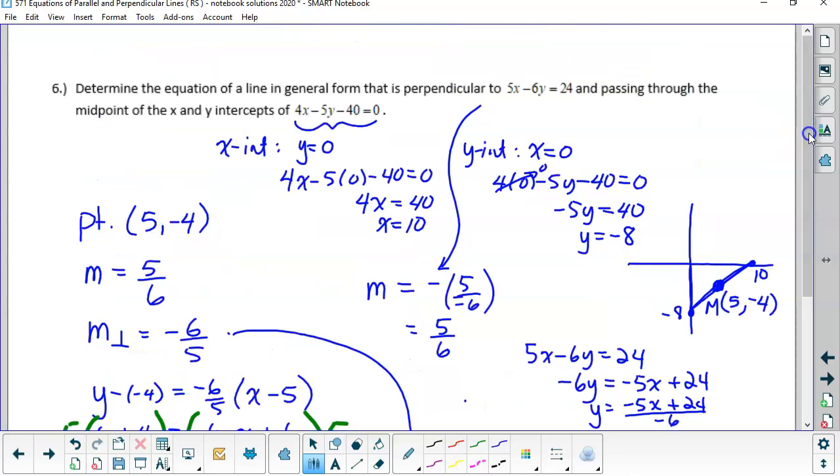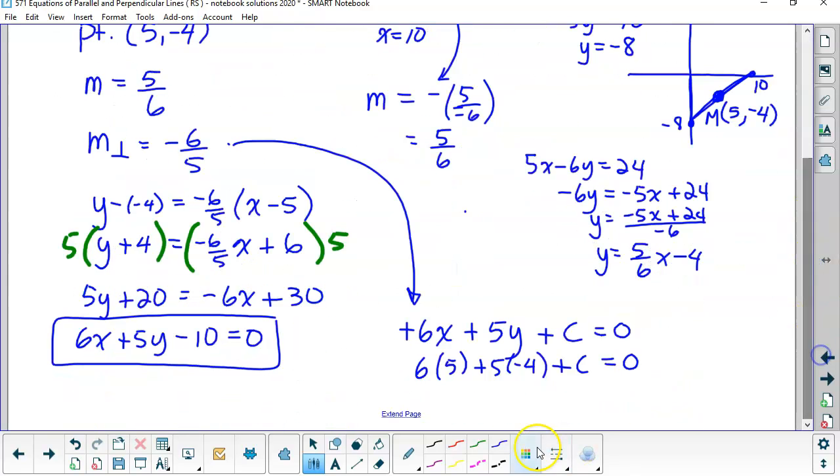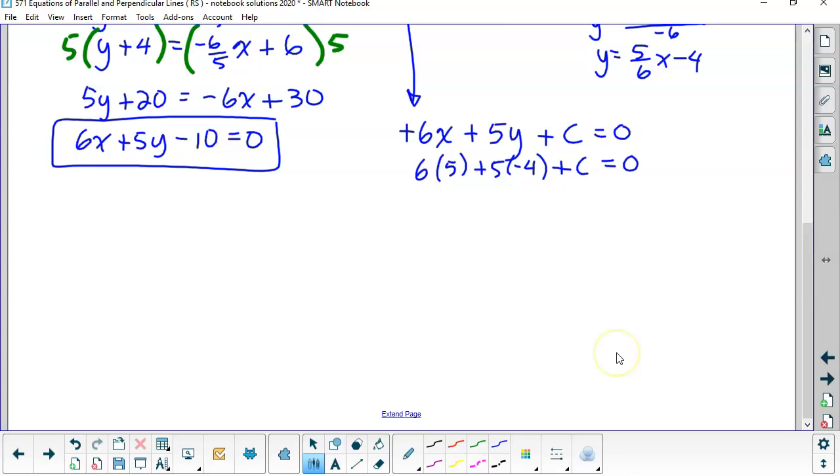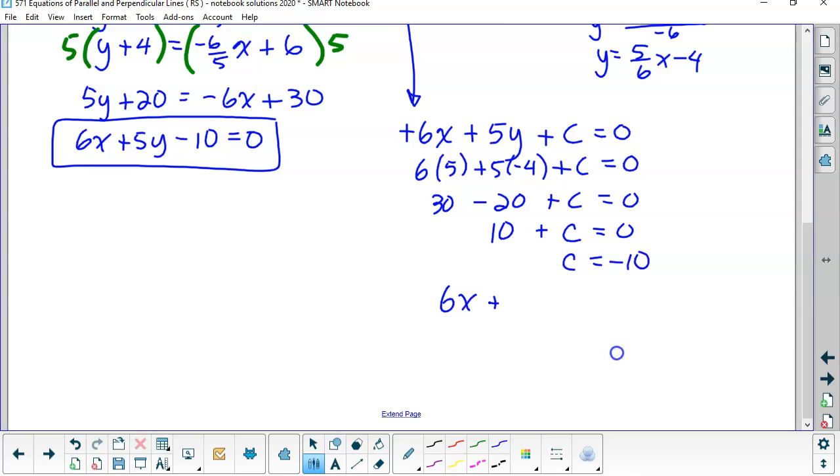Give me a sec here. Oh, gosh. And so that's going to be 30 minus 20 plus c. So that's 10 plus c. So c equals negative 10. And then you can put it back into your equation. Okay.